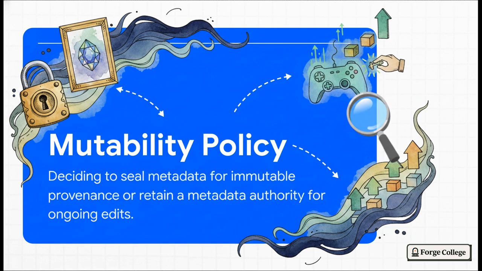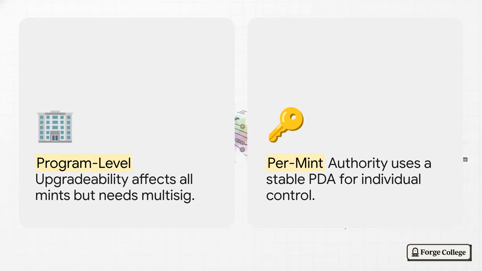In that case, you absolutely must deliberately design your program to retain a designated metadata authority. Step 2 is authority topology. So the crucial point is right here. How do you actually plan to upgrade in the future? Your choice completely determines how you roll out future token behavior updates.